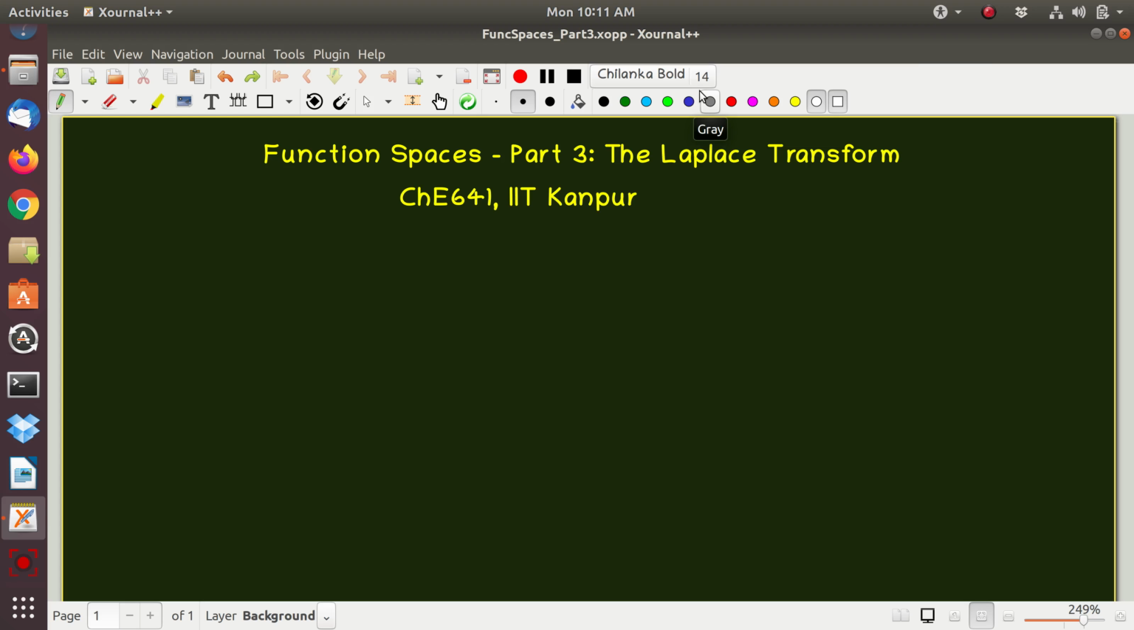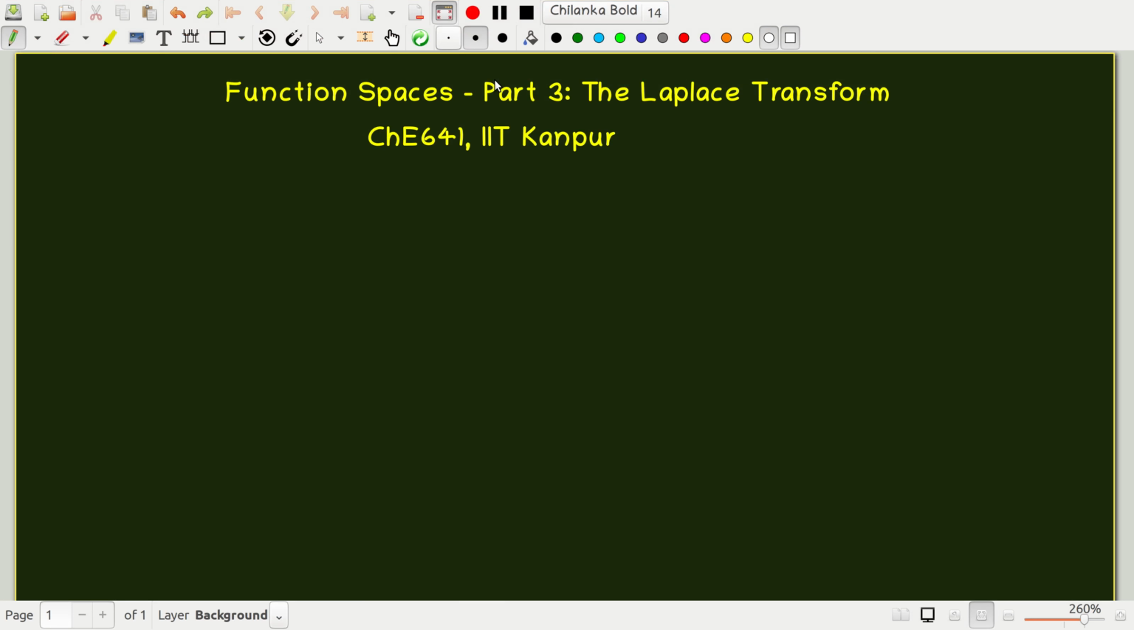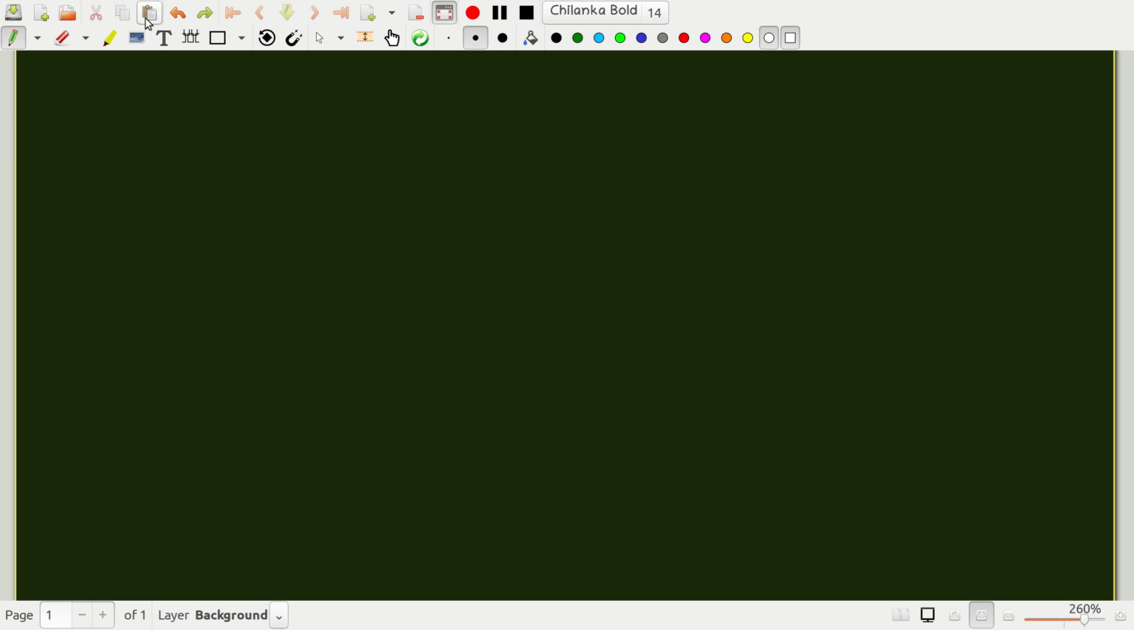Hello students, in this module, which is part 3 of our series on function spaces, we're going to discuss the ideas behind Laplace transform, the basics of Laplace transform, how it is defined and so on. Now, in order to do that, we first briefly recall what we did in the last module, wherein we discussed a Fourier transform.